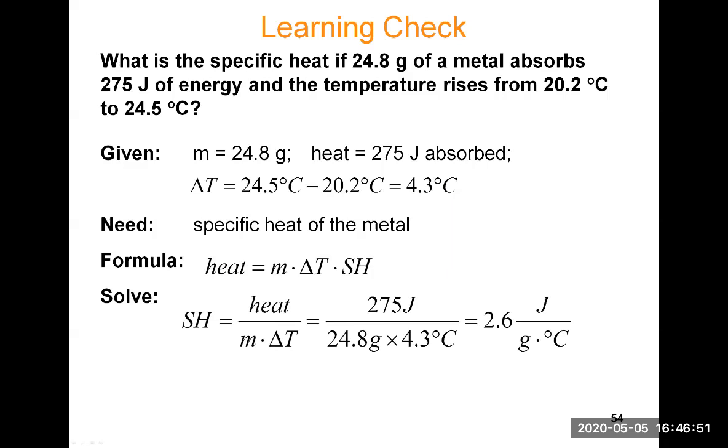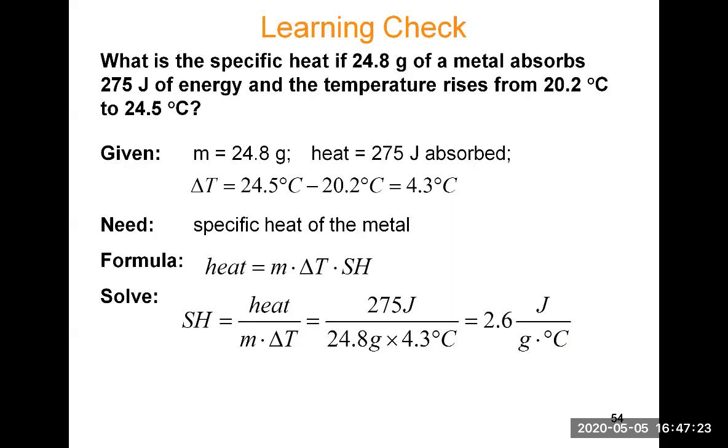So if we plug in the values, the value for heat is 275 joules over the mass is 24.8 grams times the temperature difference is 4.3 degrees Celsius. So you can see here that none of the units can cancel. They are all unique and they will all stay.